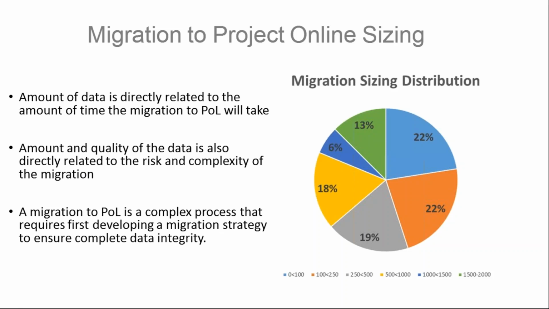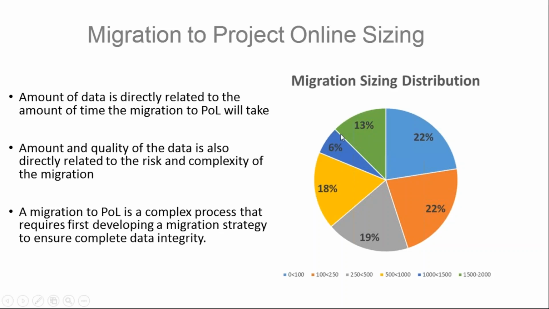100 master projects is very different than 100 small projects. So you have to understand the data that's within your source environment in order to determine, again, how much risk and how much complexity you're going to have. And as we said before, the more successful migrations go through the proper steps of planning and developing a migration strategy in order for you to have that data integrity and to meet the stakeholder expectations.